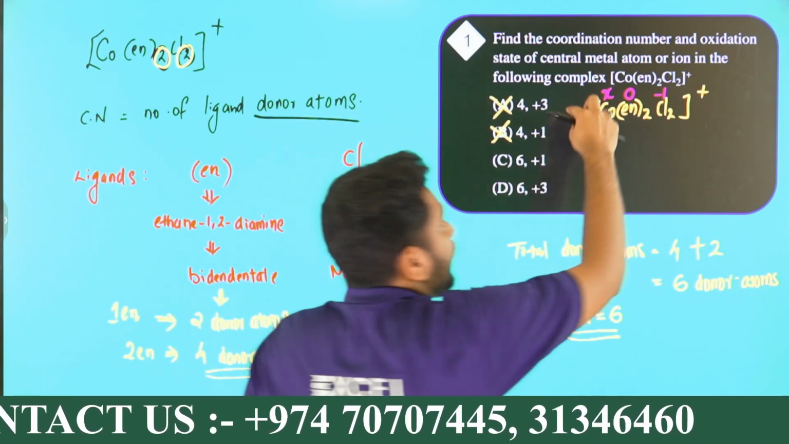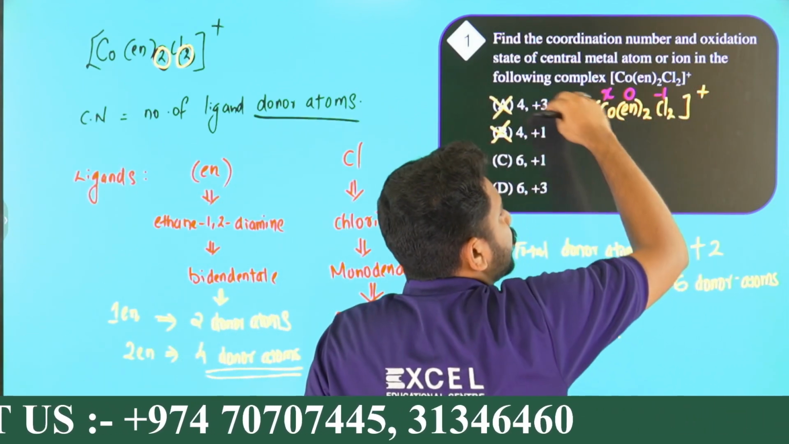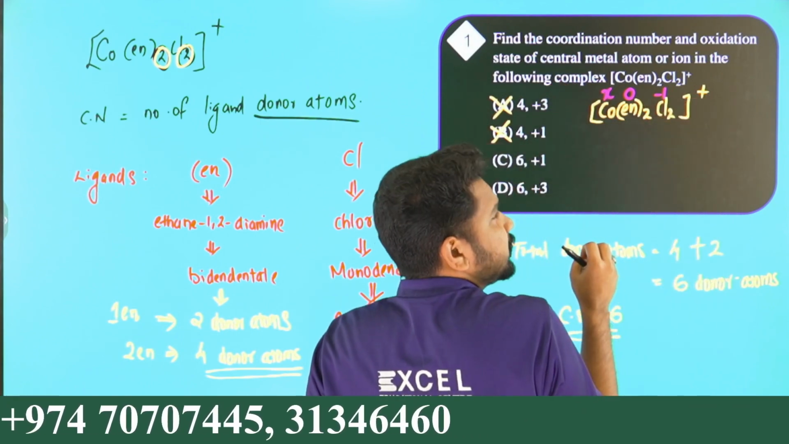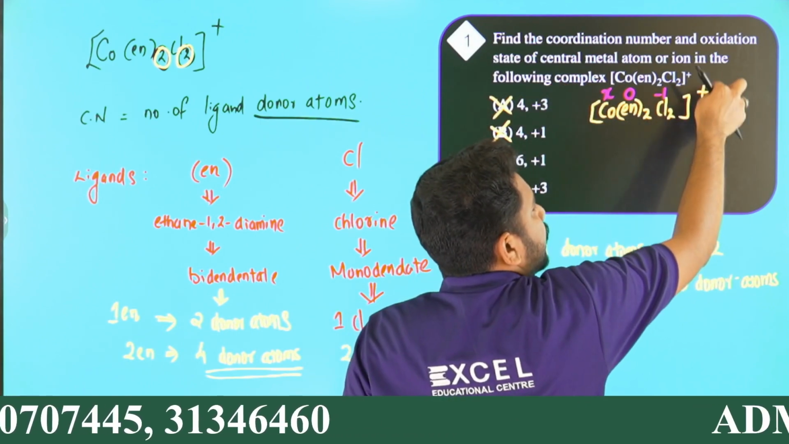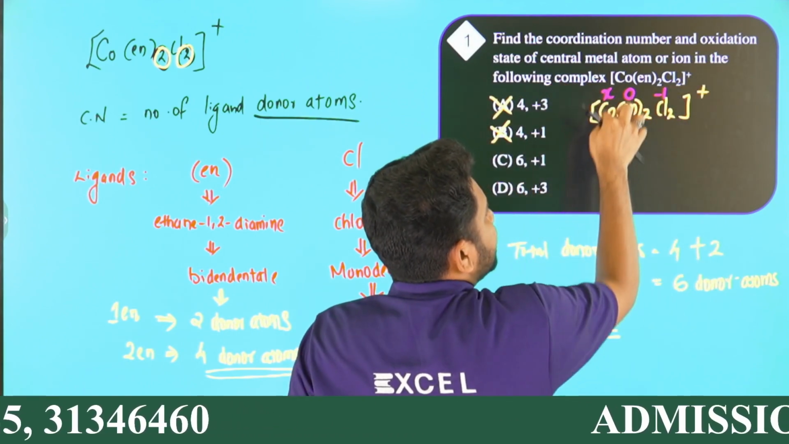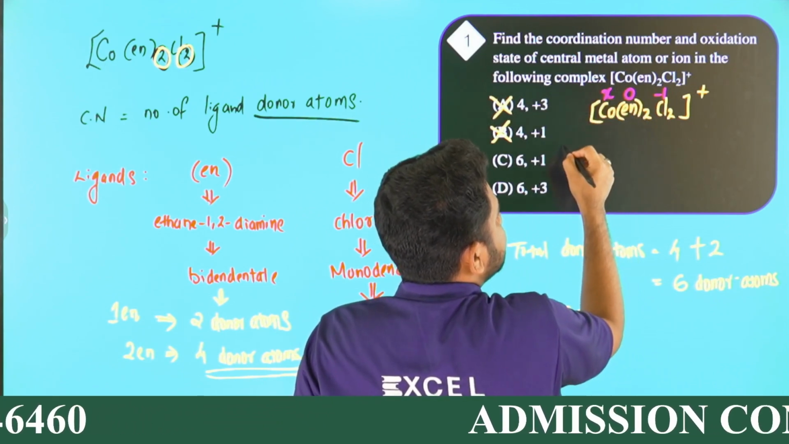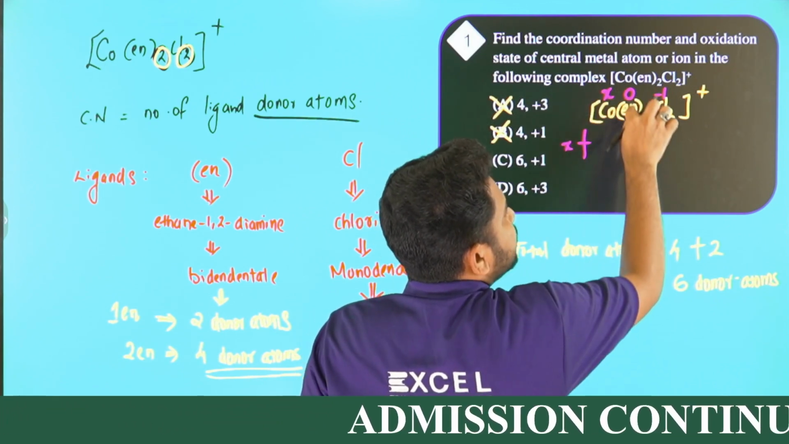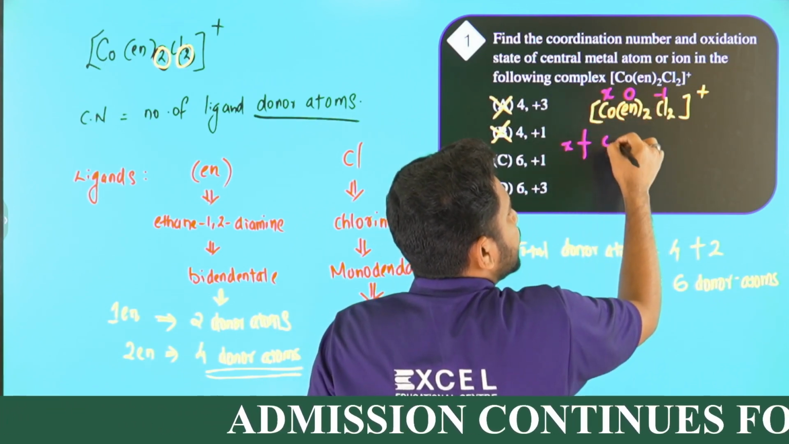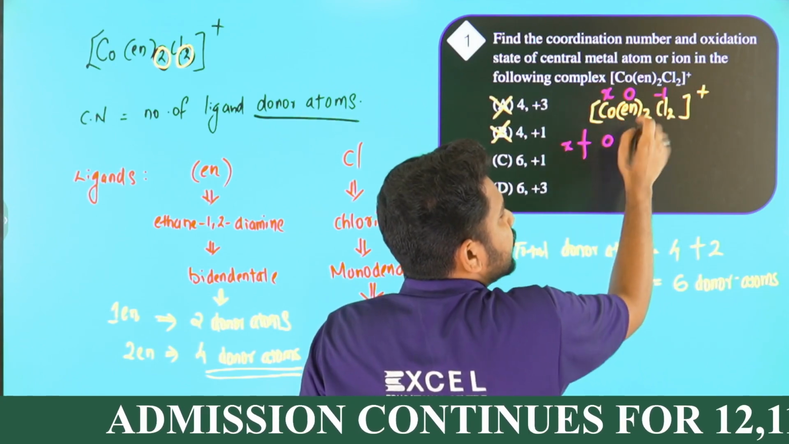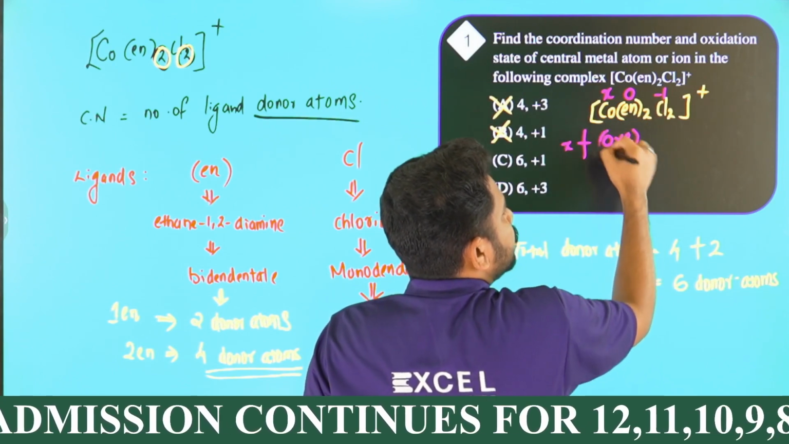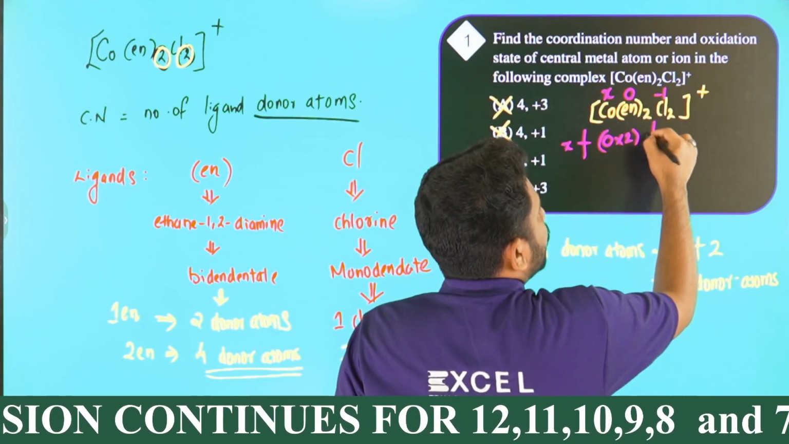When we add all the oxidation states or charges together, we should get +1 charge. So what is the charge of cobalt? That is x, plus the charge of En. One En has 0 charge. How many En are there? 2 En, so 0 into 2, which will be 0.